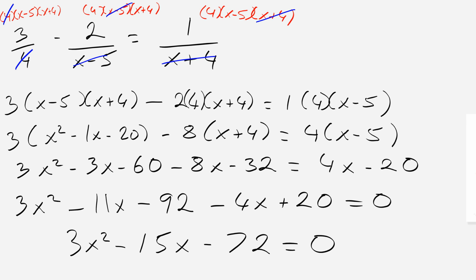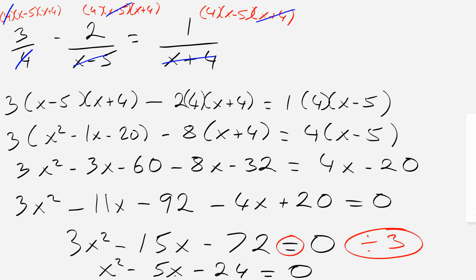Now the one thing you'll notice in this particular equation is that each coefficient is actually divisible by 3. Because it's an equation, once again, you can multiply or divide equations by whatever you like. I'm going to divide it by 3 just to simplify it. Dividing this equation by 3, I get x squared minus 5x minus 24 equals 0. So this is a simpler quadratic equation for me to solve.